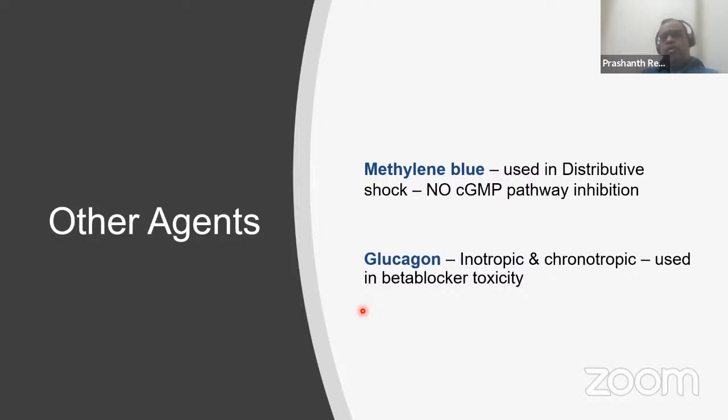Glucagon is also a good inotropic and chronotropic agent. It is used in specific indications like beta blocker toxicity. People who have consumed lots of beta blocker tablets and come with toxicity, glucagon is a useful agent if epinephrine does not help. The problem with glucagon is high blood sugars, which are a side effect of glucagon usage.